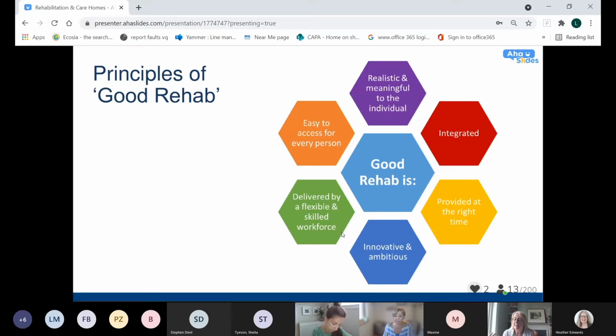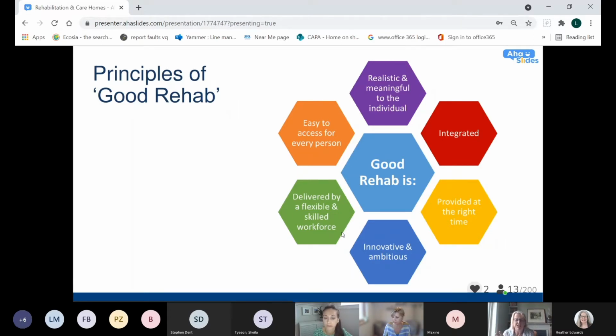Do you think that rehabilitation is provided at the right time? Do you agree or disagree that it's integrated with social care and health? Like Beth was saying, can you self-refer? Can you call on somebody when you need more specialist help? So I'm going to give you a scale, and you can choose whether you agree or disagree, or strongly disagree or strongly agree for each of these.